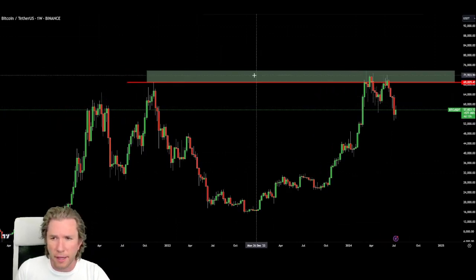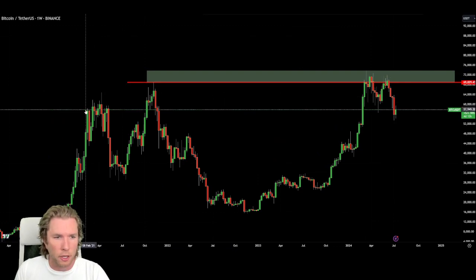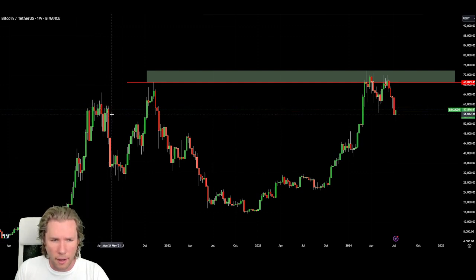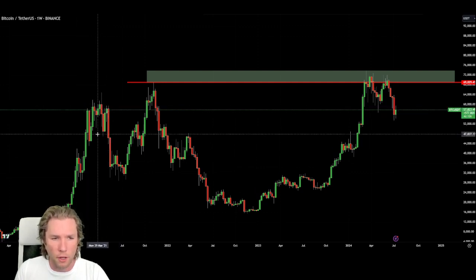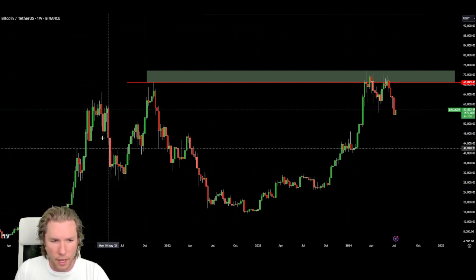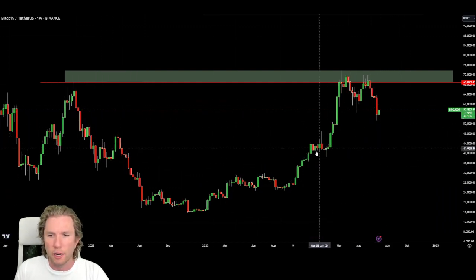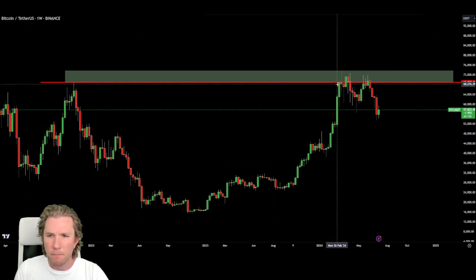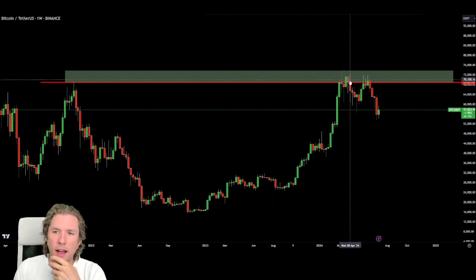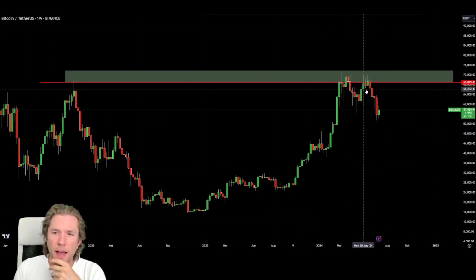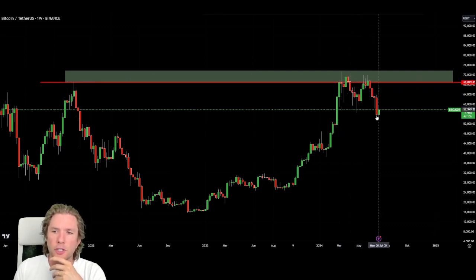The other thing is the macro structure. Over here we had higher high, higher high, higher high, lower high, and then what happened? Well, we sold off, and then we sold off again, right? So we had back-to-back red weekly candles. Over here we had higher high, higher high, higher high, higher high, and then our first macro lower high. So we just sold off.